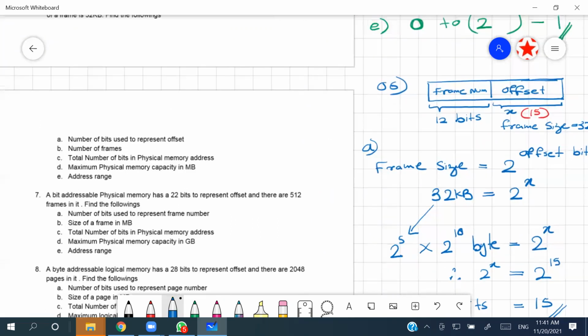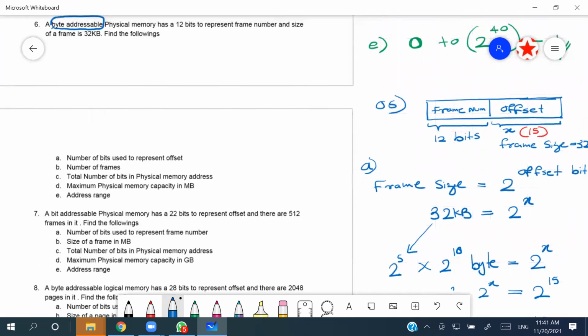In part B, it is asking the number of frames. How are we going to find the number of frames? Taking the frame number bits as the power of 2, the number of frames is going to equal 2 to the power 12. That means 4096 frames are there.